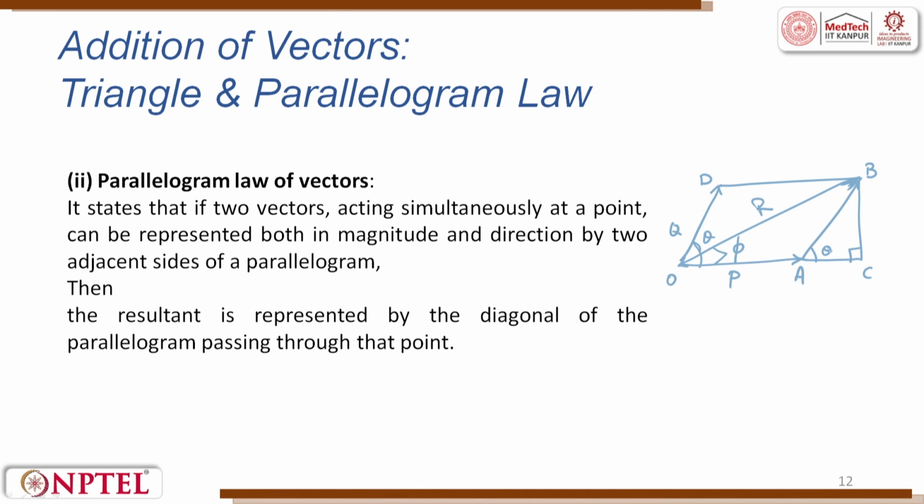The parallelogram law of vectors states that if two vectors acting simultaneously at a point can be represented both in magnitude and in direction by two adjacent sides of a parallelogram, then the resultant is represented by the diagonal of the parallelogram passing through the point. So, you have OA, OD, OB, AB, and OB is the resultant vector, OD is Q, you have P, and it has an angle theta made.